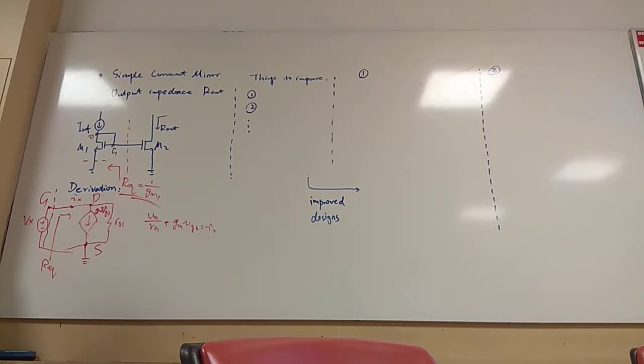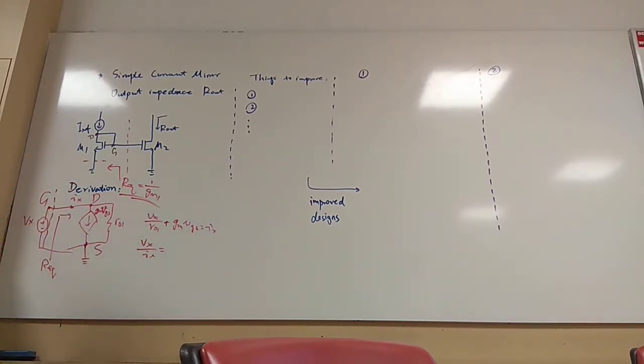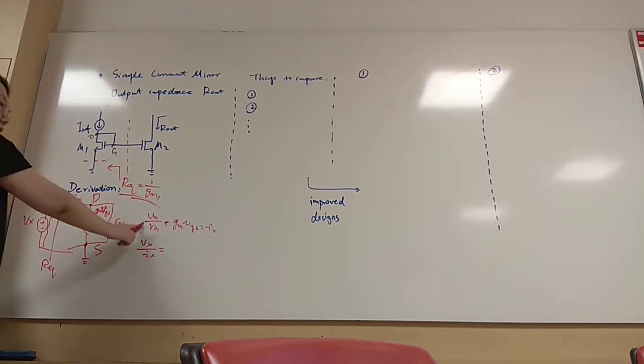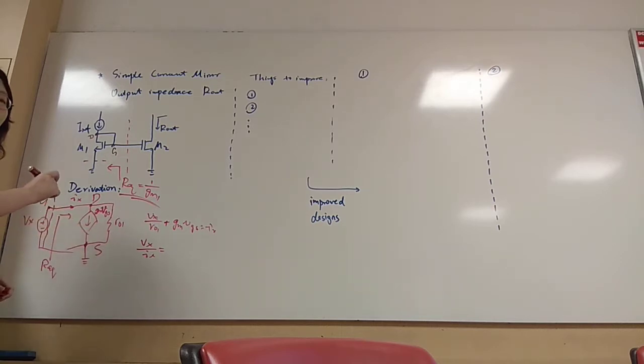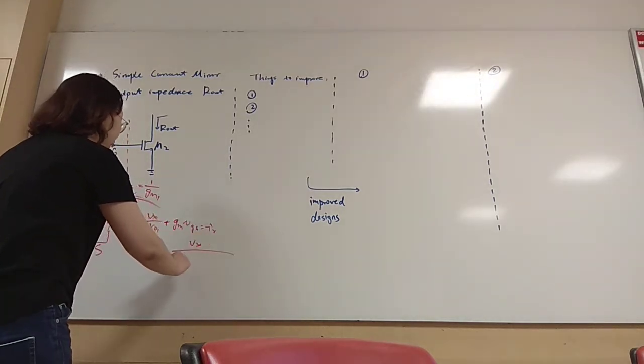Okay, so Rx is this equation. Then, what's the next step? How to get my Req? Vx over Ix. How to get this one? Ix minus GmVgs times R naught equals the whole thing. For this one, you cannot shift it into this form. The only thing you can do is substitution. So you have a Vx, then you sub in your Ix expression, so you have this one.